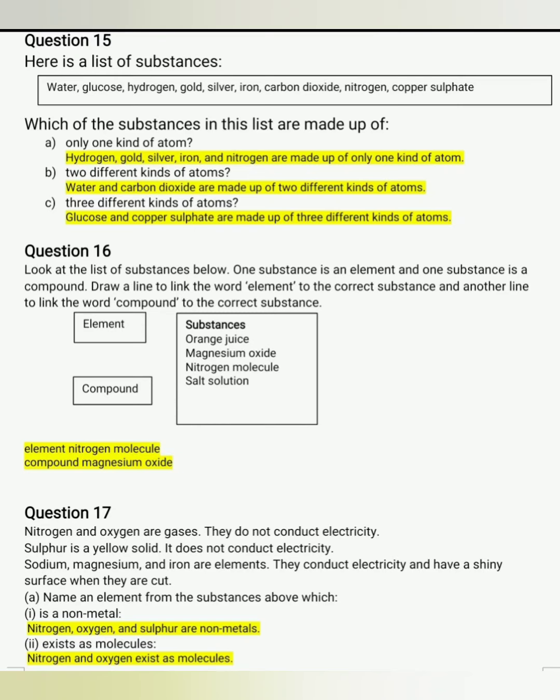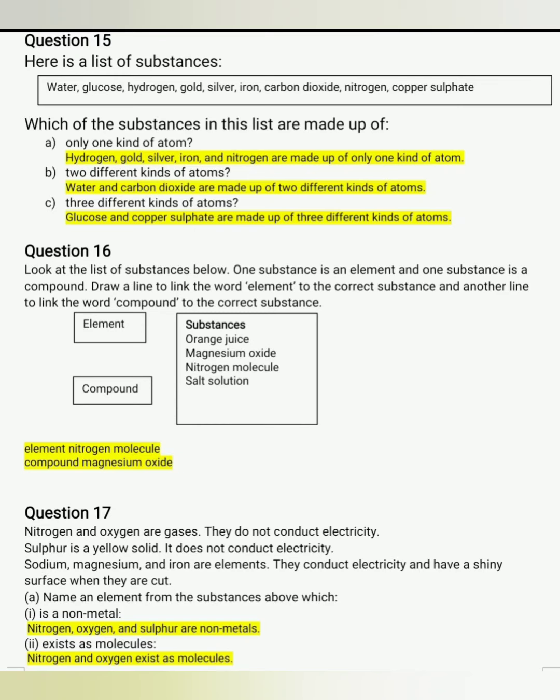Question number 16 is very simple. It was just matching, so I have done it. You can see the yellow colored answer. Element is nitrogen. Compound is magnesium oxide. We were supposed to separate elements and compounds, but the substances given were orange juice and salt solution as well. But they both are mixtures. That's why I have not included them in my answer.